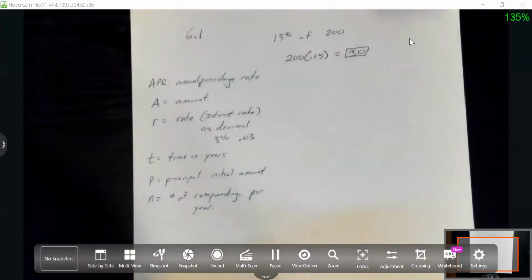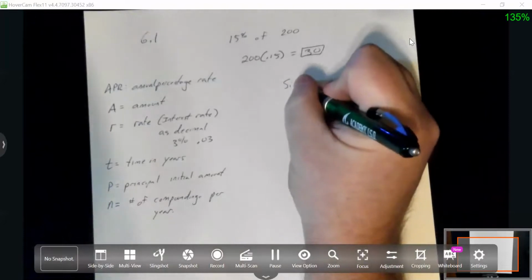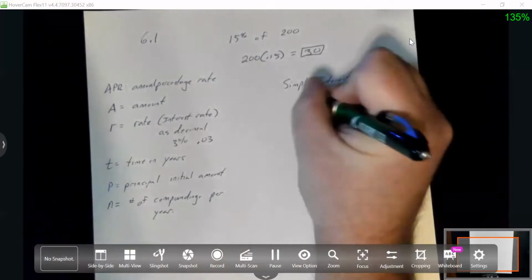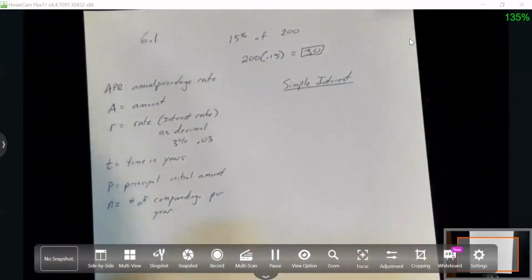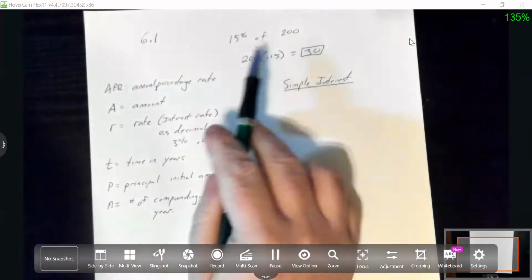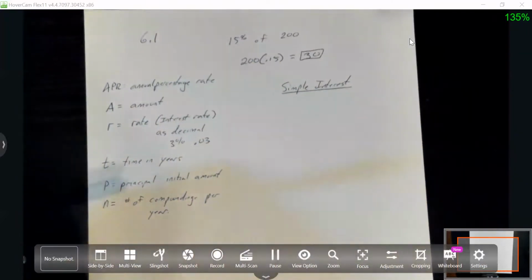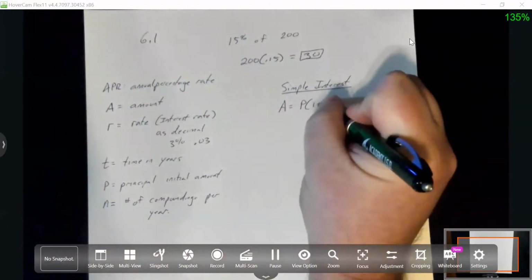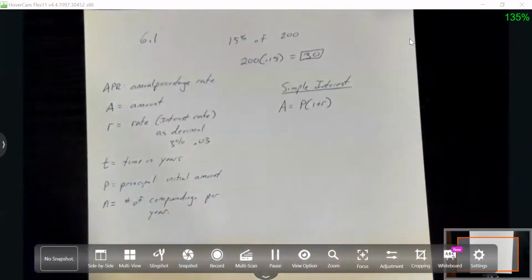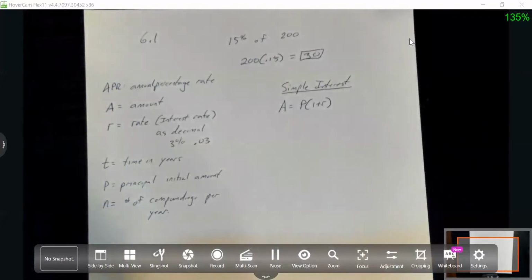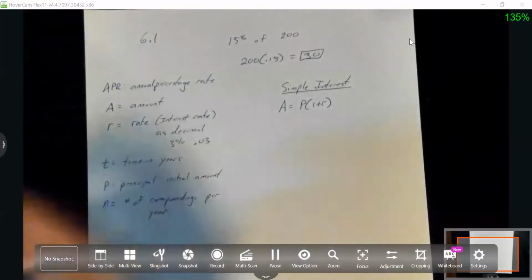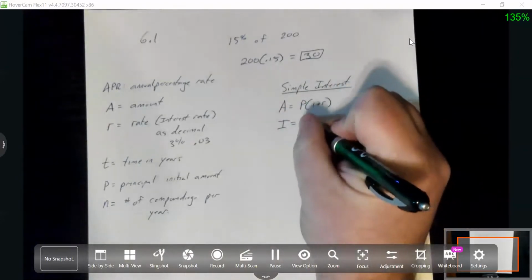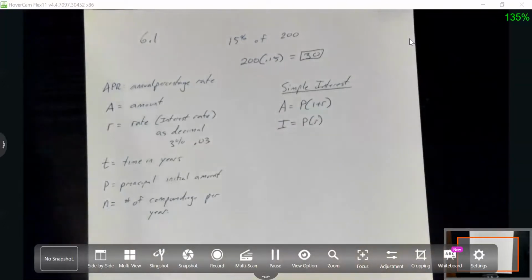Okay, so let's start with simple interest first. Simple interest basically follows our simple idea of multiplying a percent times an amount. For simple interest, the amount is equal to the principal times 1 plus R. Simple interest is typically only considered for 1 year, which is why it's such a short formula. If we wanted just the amount of interest generated, it would be principal times the interest rate.